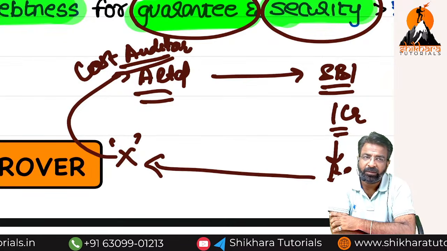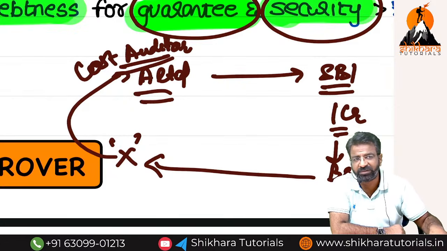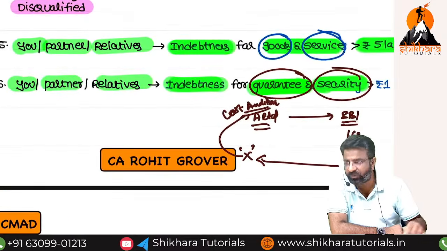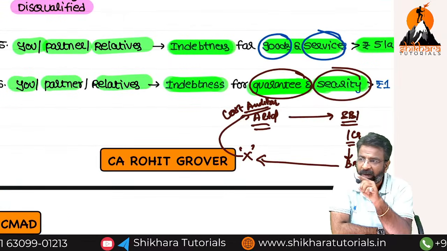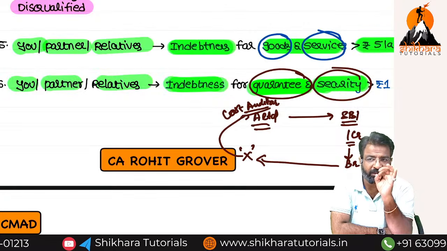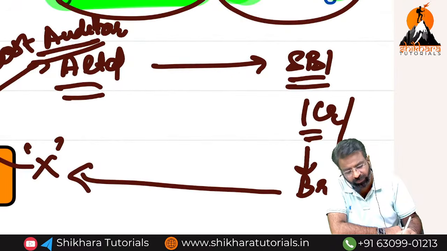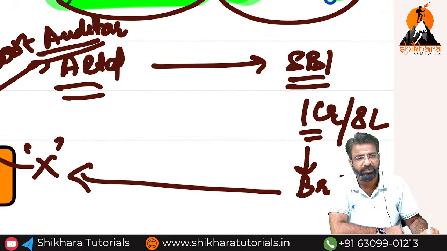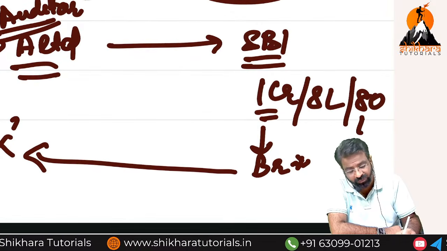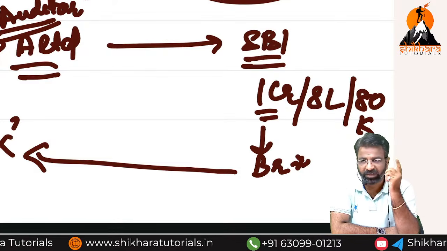Did you get the point? So now I am disqualified. Why? Because I bought any goods and services or I gave any guarantee or security. So who three people will disqualify you? You, your partner or your relative should not give guarantee or security exceeding the limit. Will your answer change if this loan amount is 8 lakhs? Answer will remain same. If it is 80,000, now you are not what? Disqualified. So remember the limit.